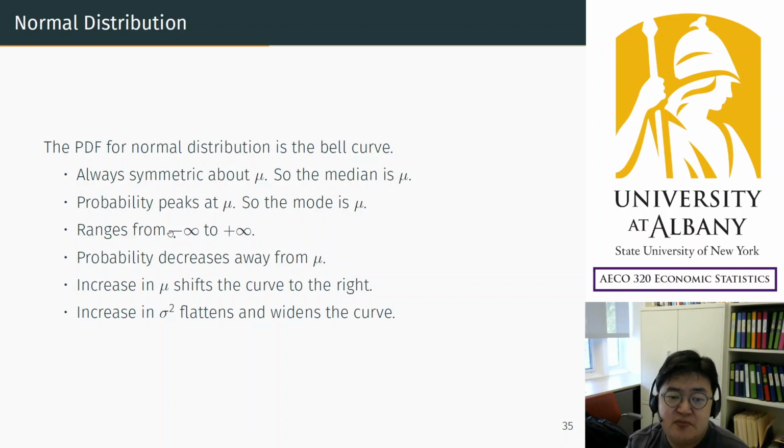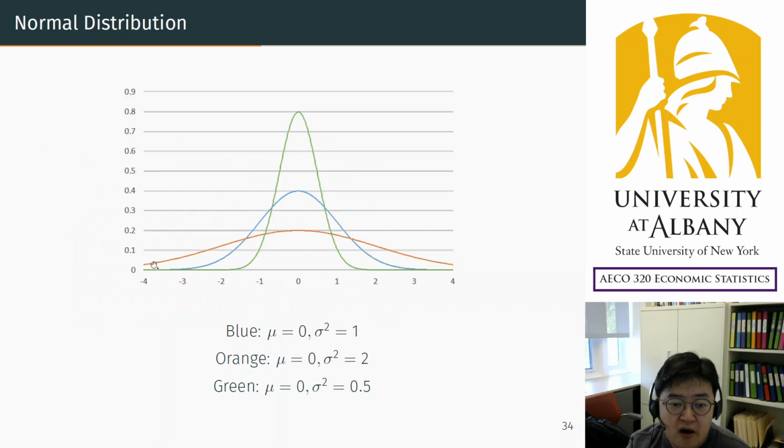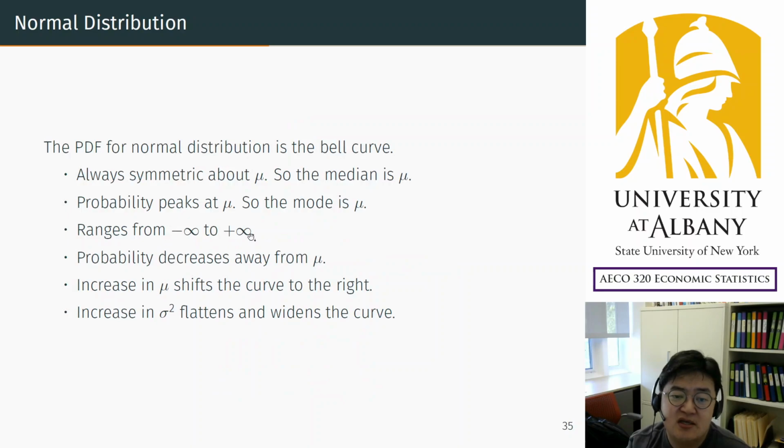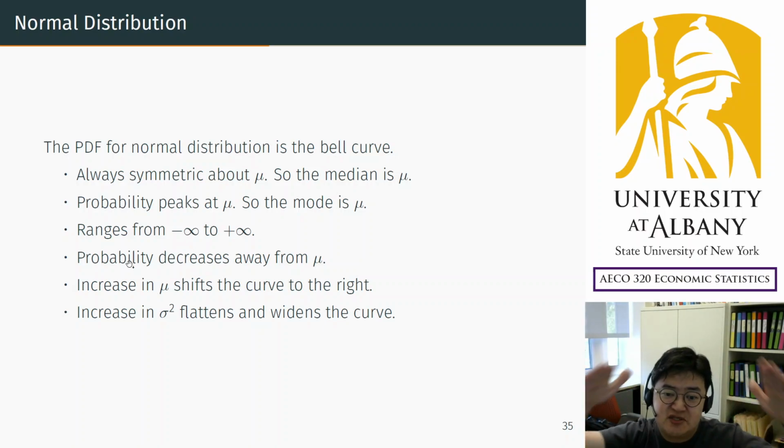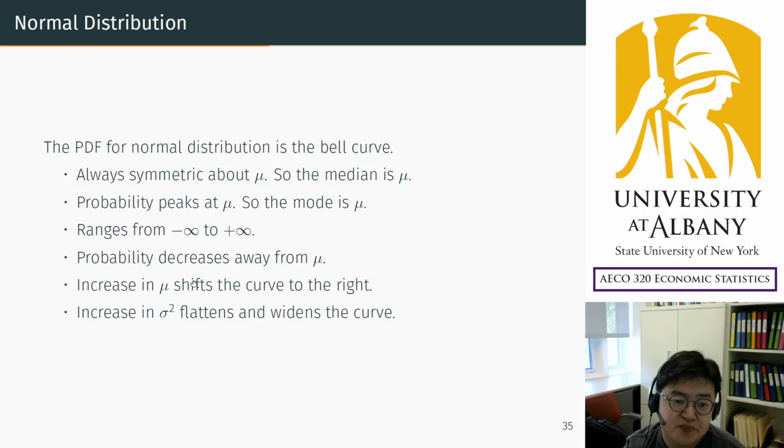And it ranges between plus and minus infinity. Even though the bell curve goes to 0, it never touches 0. So there is a small probability everywhere up to infinity, right? So the range is infinity. Probability, as I said, always decreases away from the center. It approaches 0 but never equals 0.